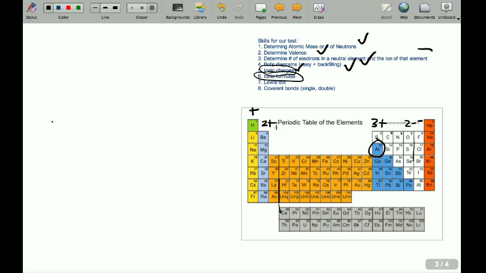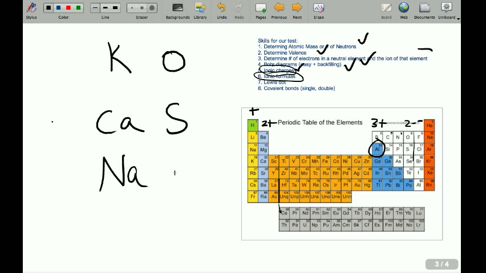Ionic formulas you do like this. I will give you 2 elements like potassium and oxygen, or calcium and sulfur, or sodium and chlorine. So here's how it works. The first thing you need to know is their charges, which we just did. Potassium is in the first row, so it's got a plus. Remember, we don't write ones in chemistry, that's why. And oxygen's over here, it's a 2 minus.